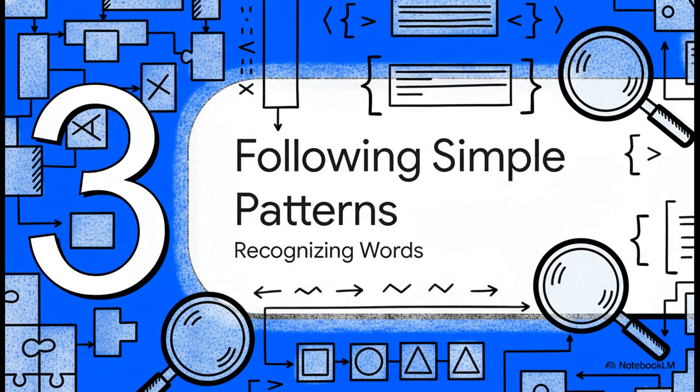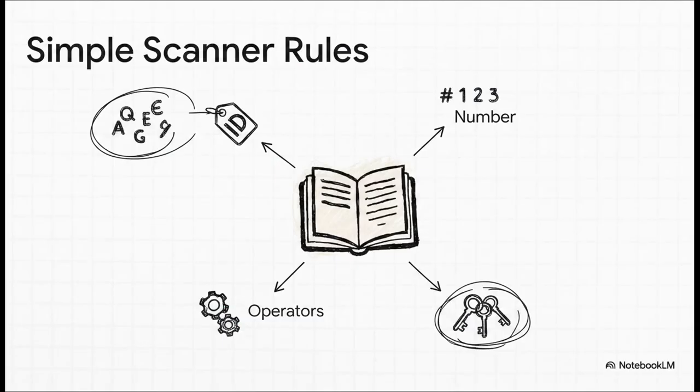So how in the world does the scanner know where one lexeme ends and another one begins? Well, it's not just guessing, that's for sure. It follows a very simple set of rules or patterns that define what the language's words look like. It's all about following a few simple rules, kind of like a recipe. The scanner is told that a sequence of letters is an identifier, a sequence of just digits is a number, and so on. These rules are all it needs to group all those characters correctly.